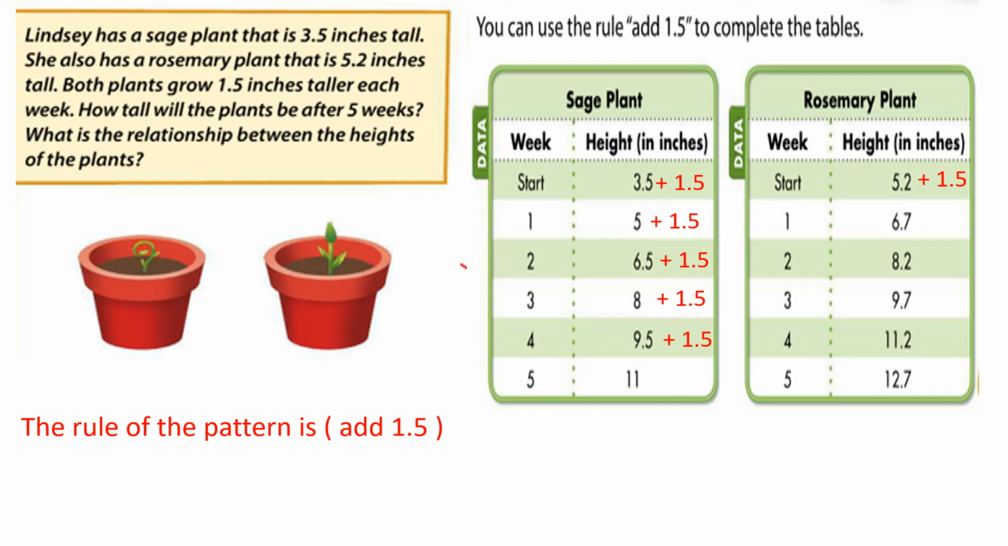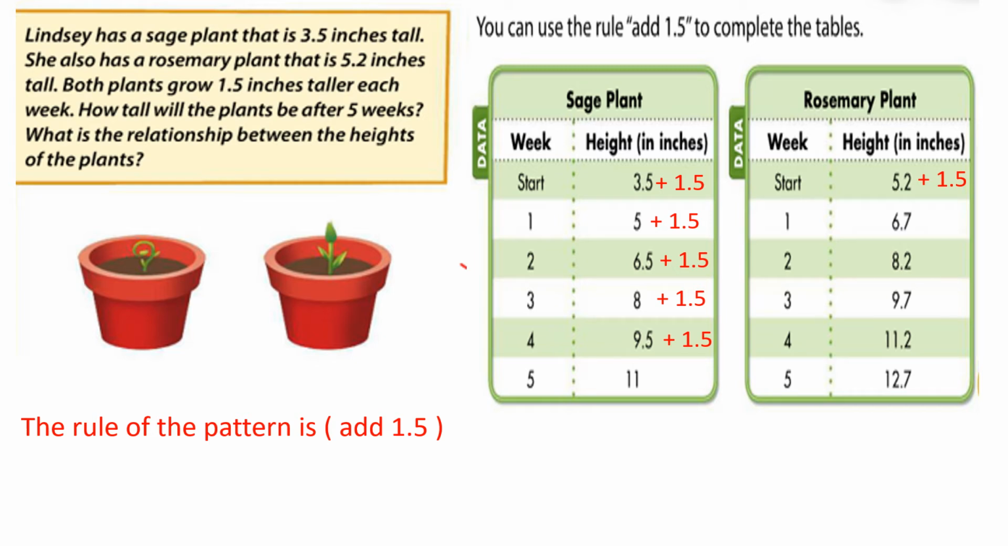I think that everybody knows that. Yes, I told you that before. You can add mentally, or you can put them in a vertical way, just line up the numbers, then add normally like adding whole numbers. 5.2 plus 1.5, just add 2 and 5 will be 7, then put the point at the same place, then 5 plus 1 will be 6.